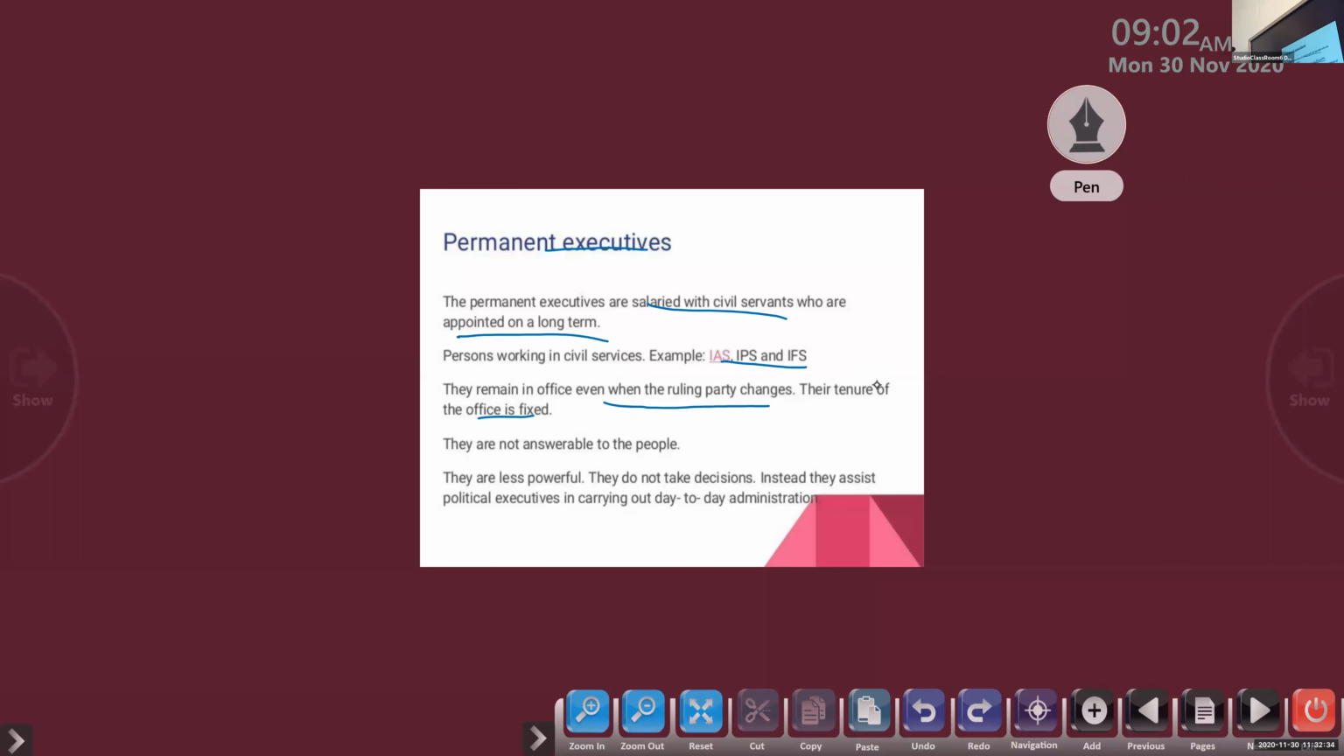And transfers, or sometimes we can appoint, but transfers will be there. Then they are not answerable to the people. That's why I asked you about Shivashankar. Is he answerable to the people? No, ma'am. No, but the minister is answerable to the people. Then they are less powerful, and they don't take decisions. Instead, they assist the political executive in carrying out day-to-day administration. What is the main duty of this permanent executive? They are assisting the political executive in carrying out their day-to-day administration.